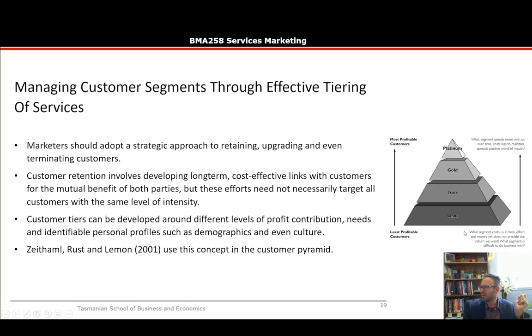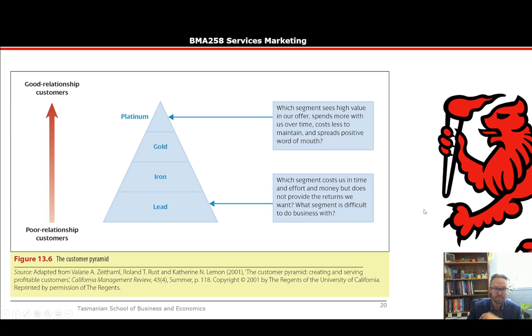Well, the lead segment costs us in time and effort and money and does not provide the return we want. What segment is difficult to do business with? Some customers are just really difficult. They're annoying to work with. They're more work, more effort than what they're worth, right? And if you don't manage your business well, you're going to end up growing these lead ones, and the lead ones drag your business down. You really want to try and thin out the lead ones and get more platinum ones.